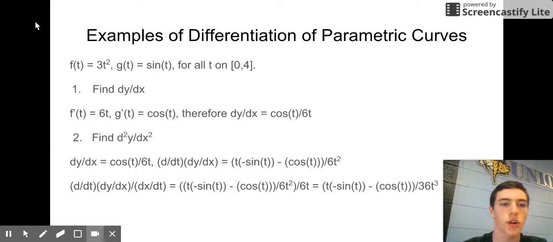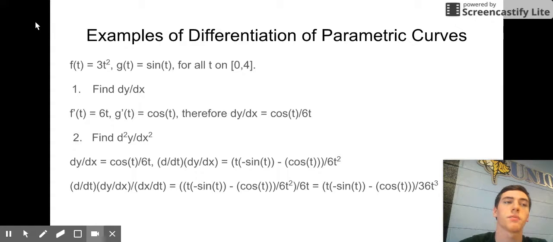So some examples are, if f of t equals 3t squared and g of t equals sine of t for all t on the interval of 0 to 4. The first problem is finding dy over dx. So what we'll do is we'll take the derivative of each function. The first derivative of f is 6t, and the first derivative of g is cosine of t. Therefore, dy over dx is cosine of t over 6t. So that's how you would find that.